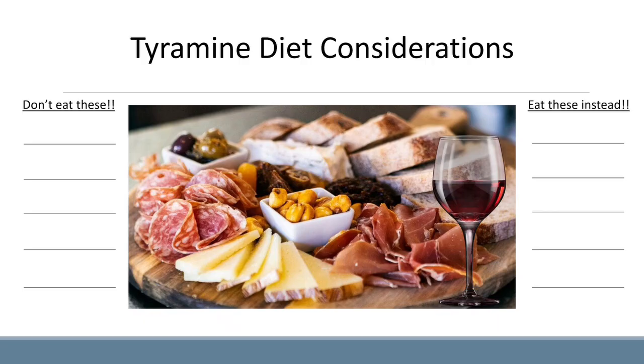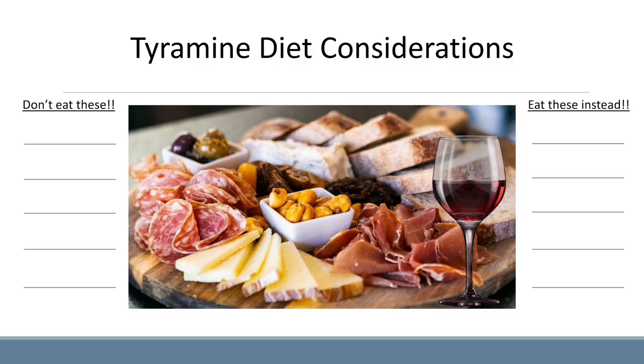There is a picture here on your slide. Everything in this slide here is tyramine rich: aged cheese, processed meats, different breads, aged wine, nuts. All of these things need to be avoided.